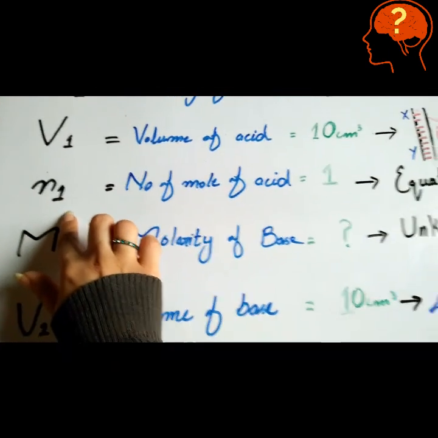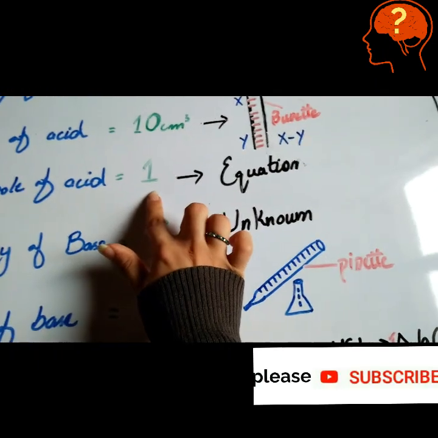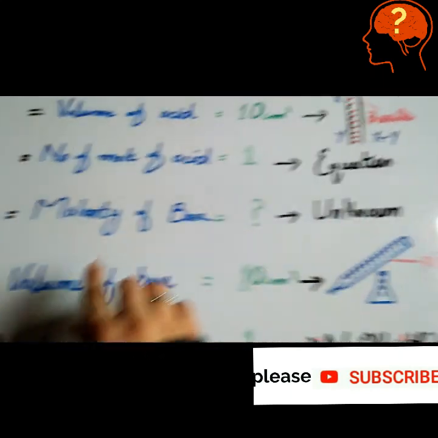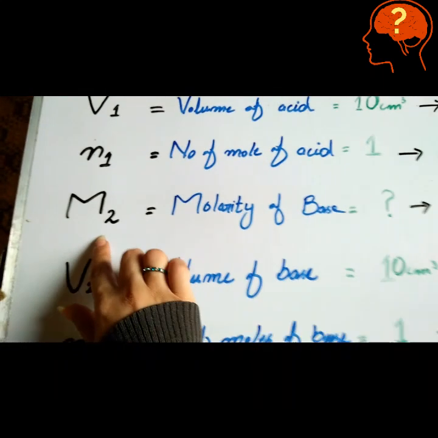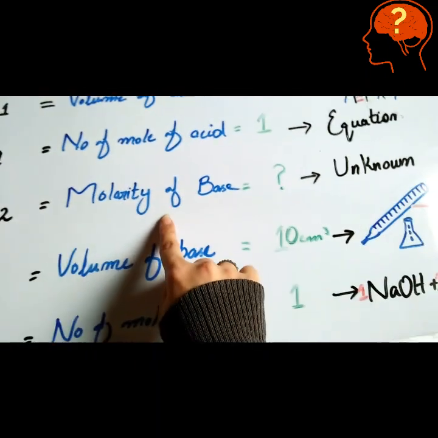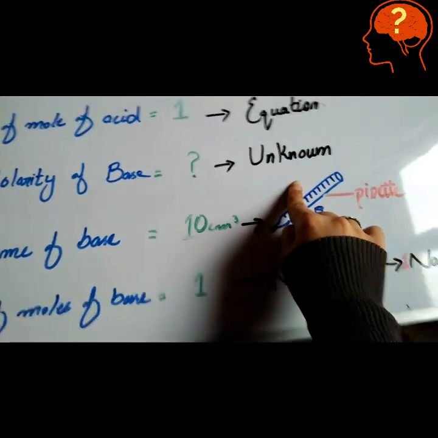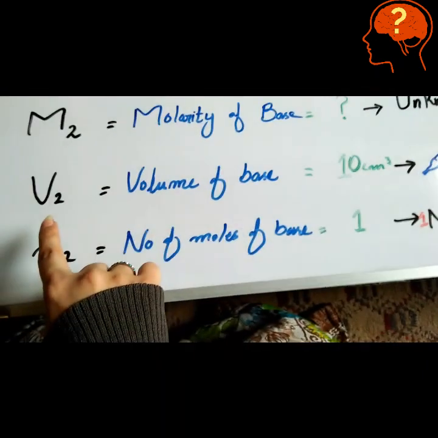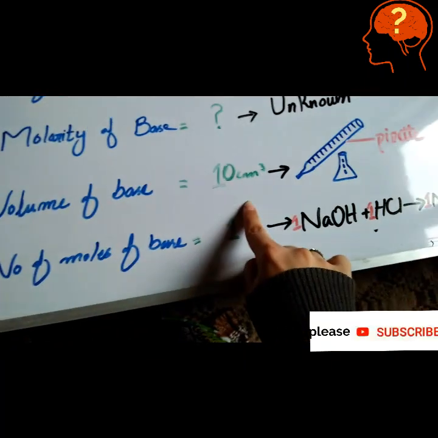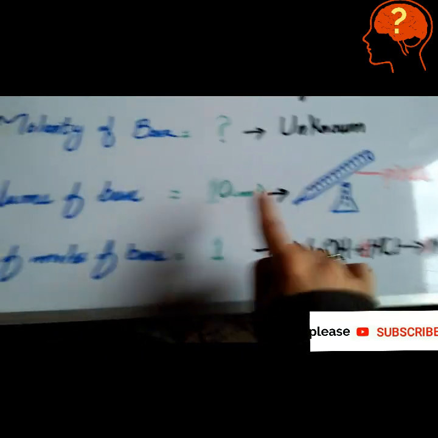Then we have n1. n1 is the number of moles of the acid, which is 1, and you can take these moles from the equation. Then we have M2. M2 is the molarity of the base, which is unknown, and you have to calculate that molarity. Then we have V2. V2 is the volume of the base. It is 10 cm³, which is taken into the pipette.